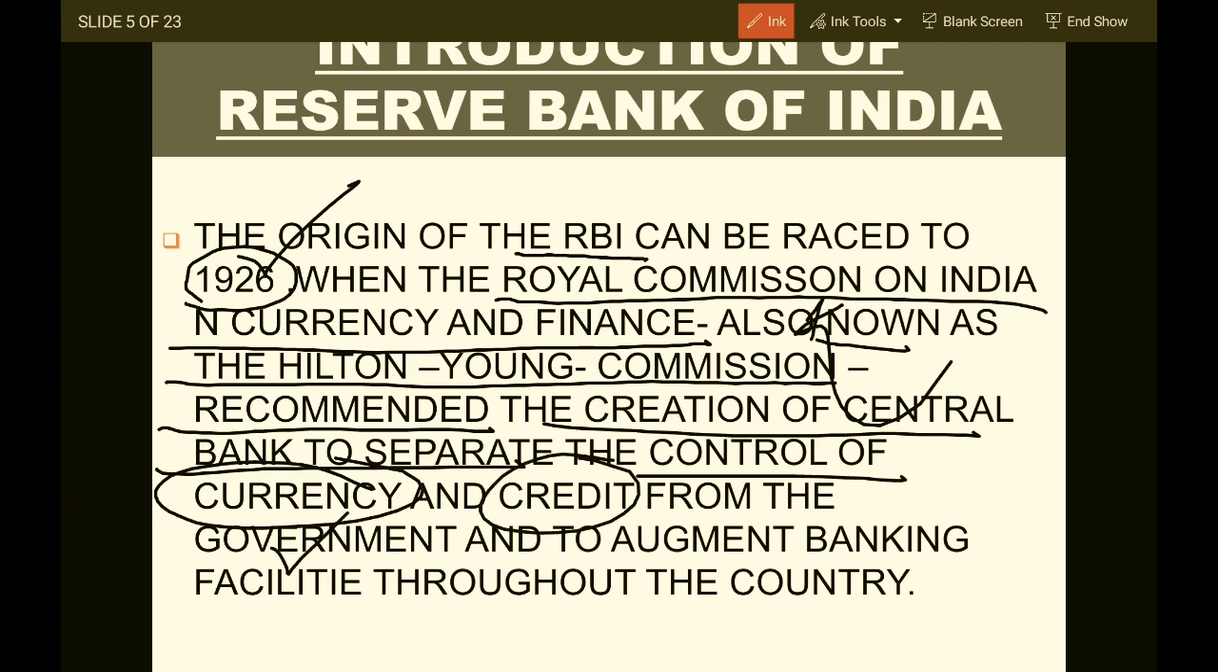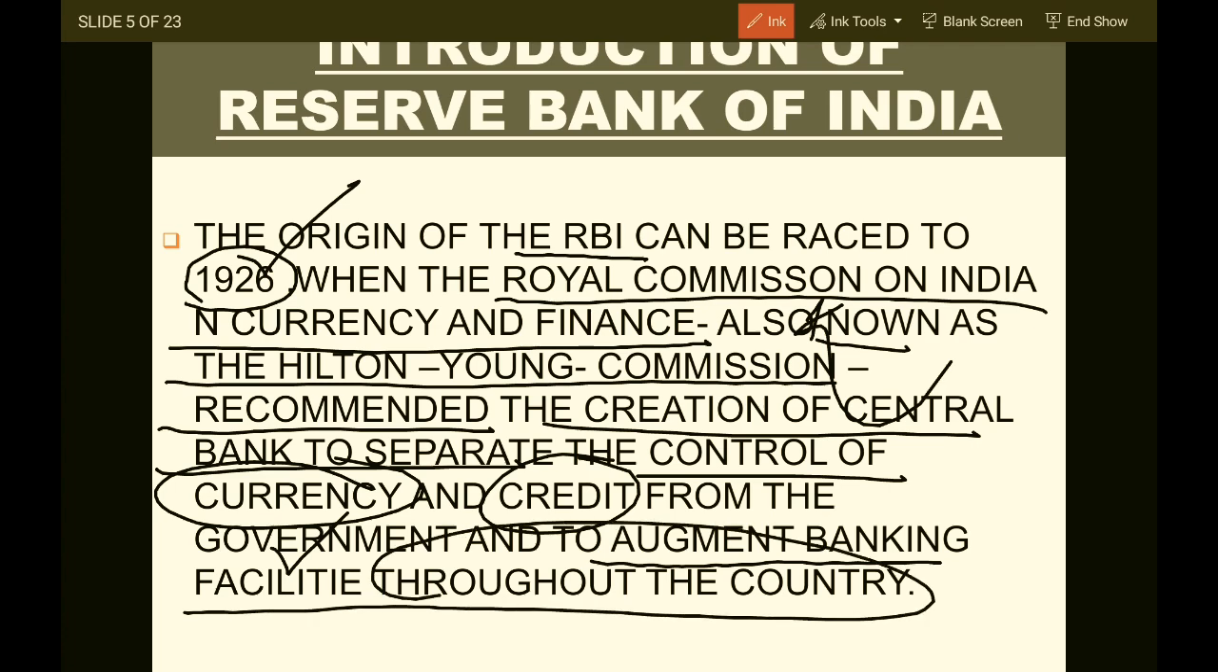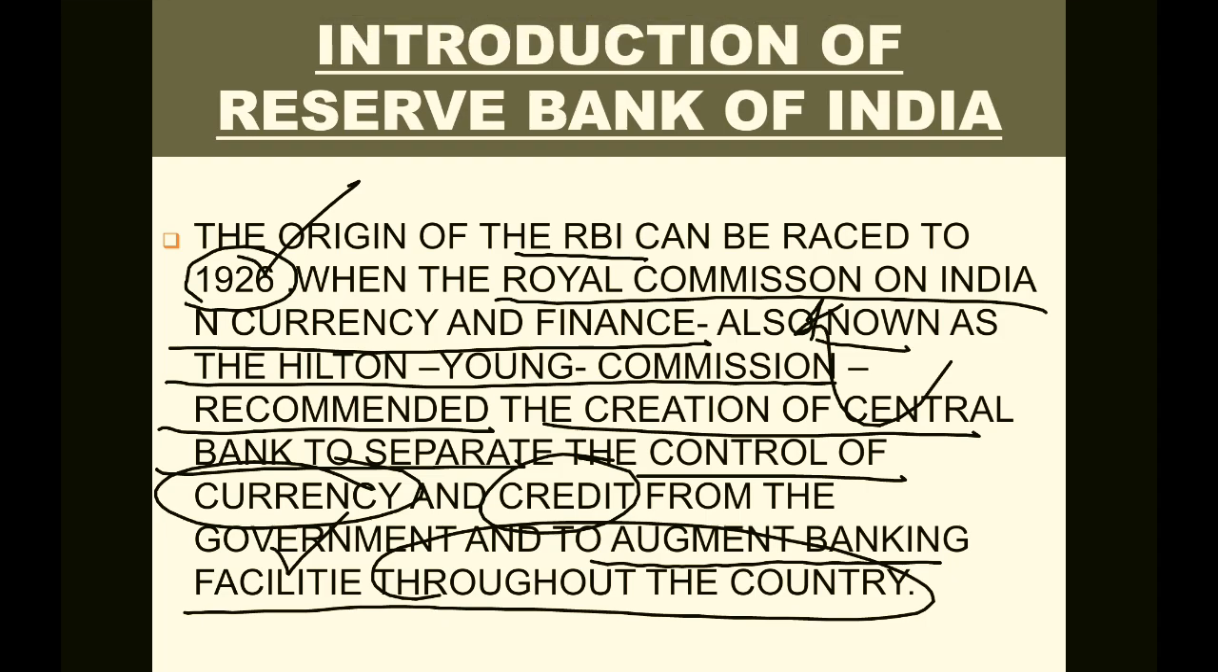Earlier the government was handling all the things, issuing currency, every regulation, formulation of policies, everything was handled by the government. So it was very confusing and the banks were not functioning properly. So they needed the making of a central bank so that the rules related to banks are formulated, issuing of currency and management of foreign exchange are handled effectively and efficiently, and to augment banking facilities throughout the country. Banking facilities should take place smoothly, so they needed the formulation of RBI or central bank.